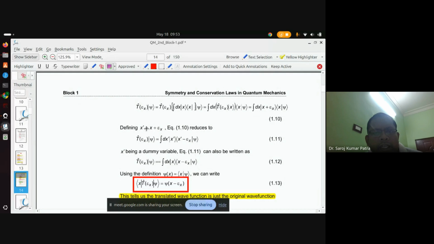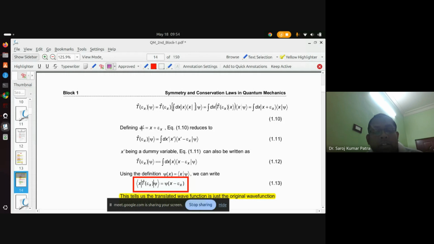So defining x prime is equal to x plus epsilon x. So this will become x prime, right? x plus epsilon x will become x prime. Now x will become what? x prime minus epsilon x. So <x prime minus epsilon x| operating on psi. dx and dx prime are the same.